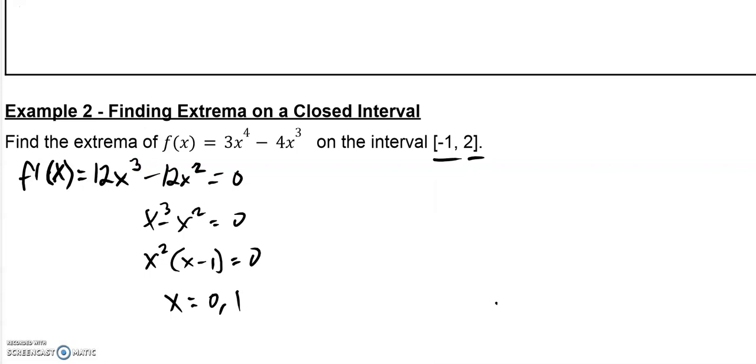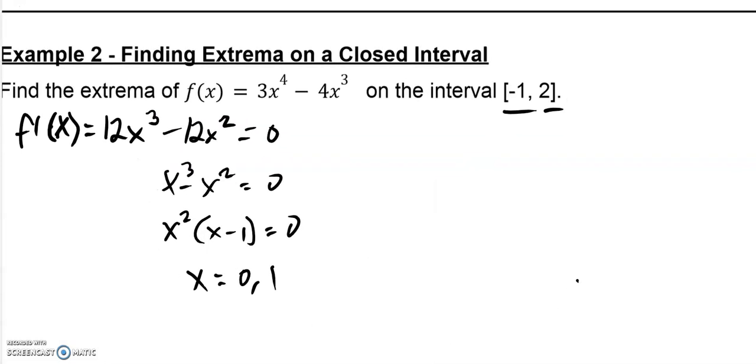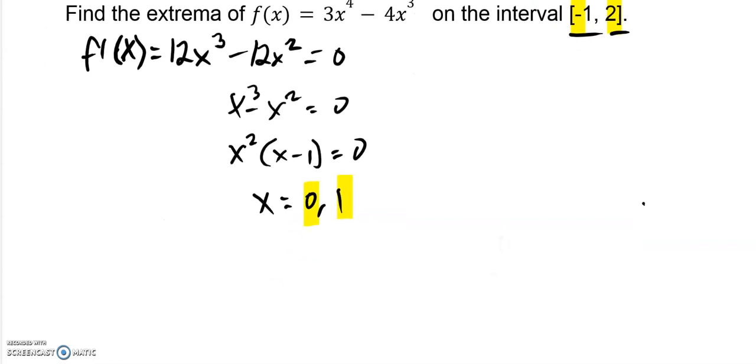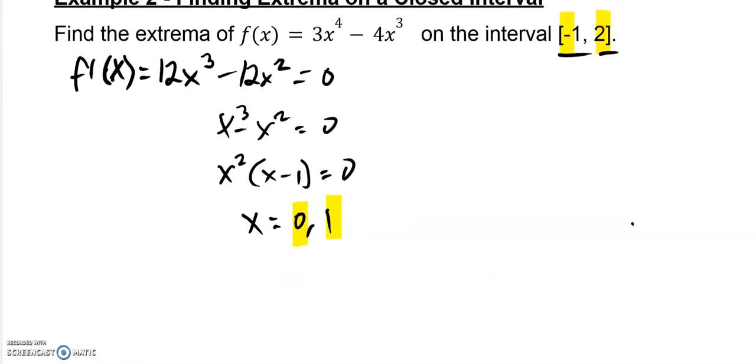Okay, so when you do that, you get x equals 0 and 1, setting that first derivative equal to 0. Now we have 4 critical points. We have 0, 1, -1, and 2. Now what we're going to do is find the values of each one of those, and that's step 3 above, I believe. Steps 2 and 3, finding the values of both the critical points and your endpoints.